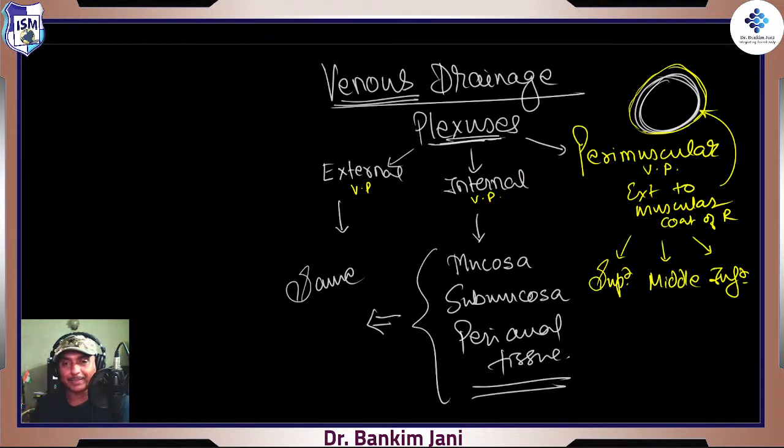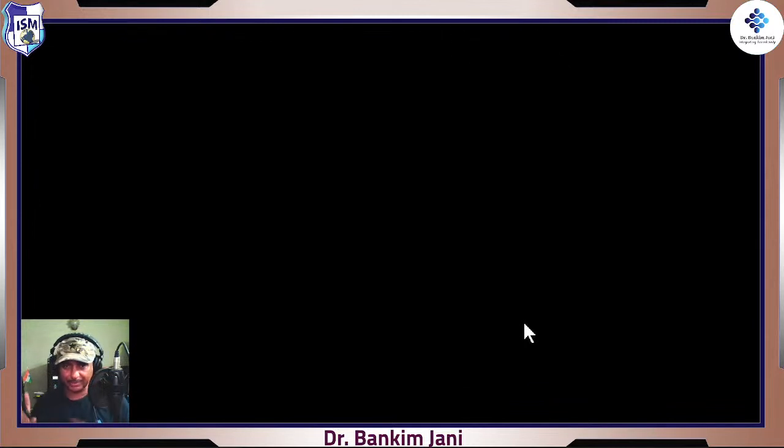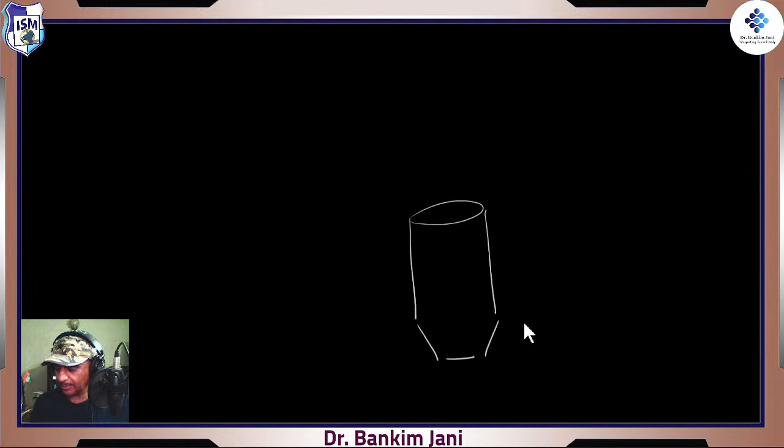To simplify it, we draw a diagram in our own way. No doubt it would be very crude, but it will suffice the purpose. So here is the rectum, and that's the anal canal. The artery part we are drawing separately, but then it has to be superimposed on it. Because it is easy, that's why I'm drawing it separately.